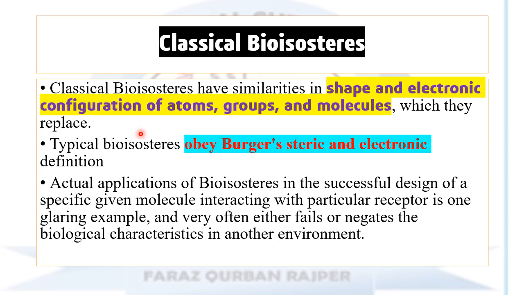Classical bioisosteres are those which truly obey Berger's steric and electronic definition, meaning they have similarities in shape and electronic configuration of atoms and groups of atoms. So those functional groups which are to be replaced must have similar electronic configuration and steric properties. These are more helpful in the design of drug molecules, which will enhance the drug binding affinity with the receptor or with the target organ.